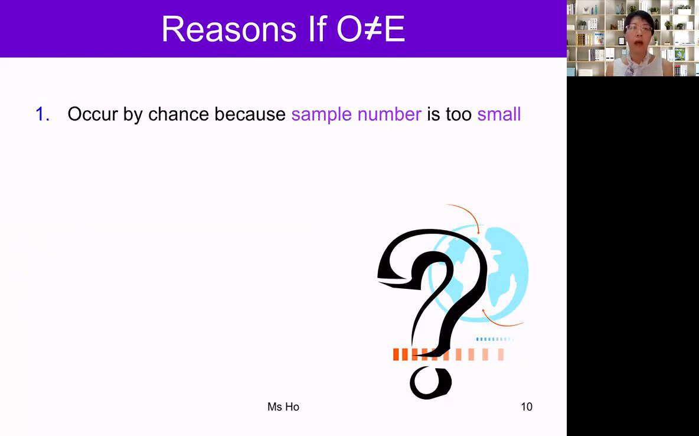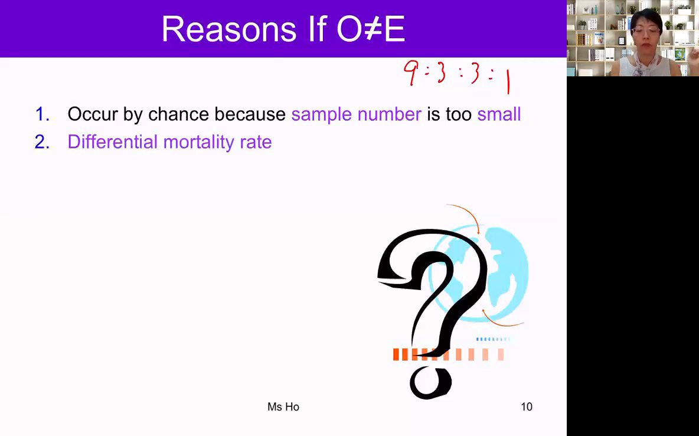Number one, it occurred by chance because the sample number is too small. For example, you expect your F2 phenotypic ratio to be 9:3:3:1, but your total number of offspring is only 5. If you got 5 offspring, how can you get a ratio of 9:3:3:1? 9:3:3:1 means at least 16 of them or multiples of it. So when the sample number is very small, the chances of you getting close to your expected ratio are very small. First reason.